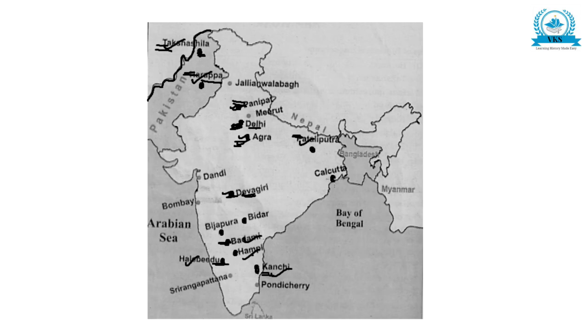Next is Calcutta. Calcutta is the capital of West Bengal, and it is situated on the bank of river Hooghly.